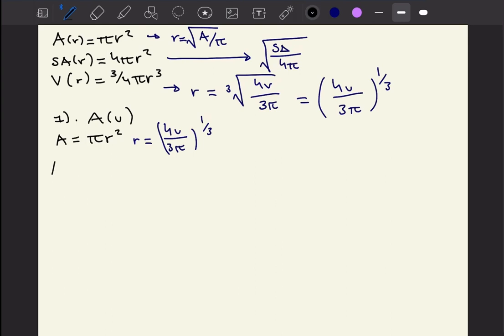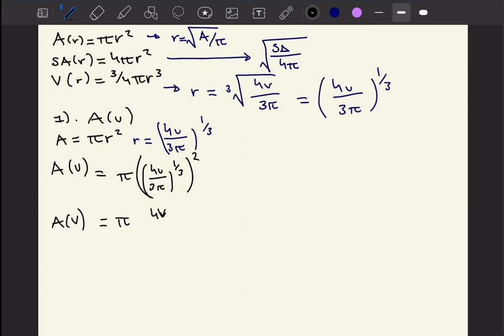Well, we get area in terms of volume is equal to pi times (4v over 3 pi) to the 1/3, all of that squared. So our final answer in terms of volume would be pi times (4 times volume over 3 pi) to the power of 2 over 3, right? That's our first function that we've expressed. This is the answer.